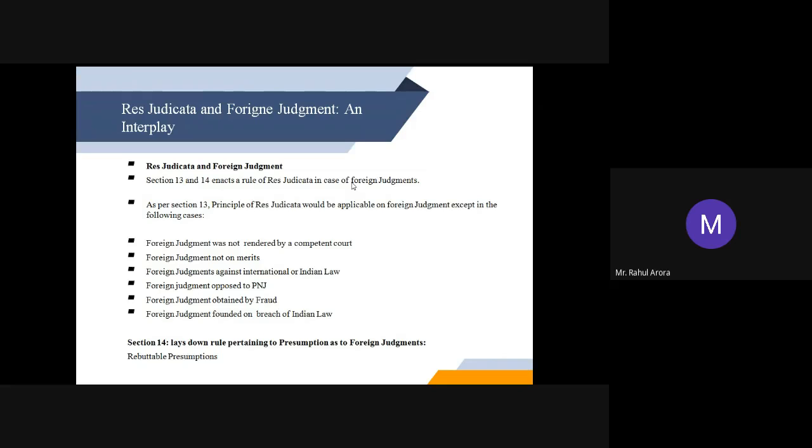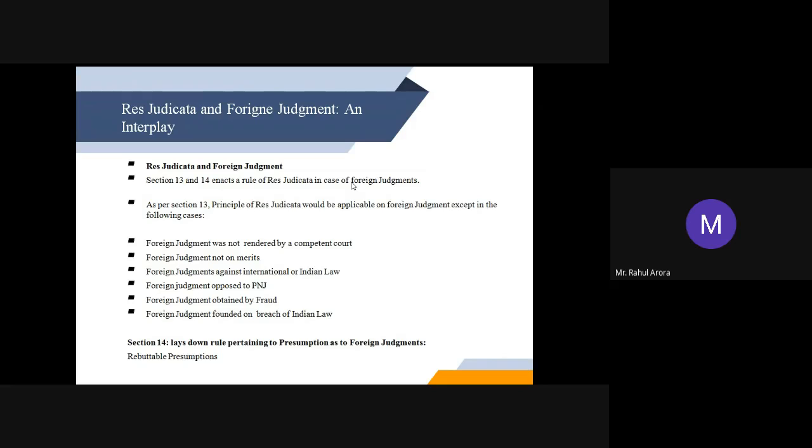The next point is, what are the presumptions as to the foreign judgment? Section 14 of the Code of Civil Procedure, 1908, provides the rule regarding the same, and it says that the presumption as to the foreign judgment is a rebuttable presumption.